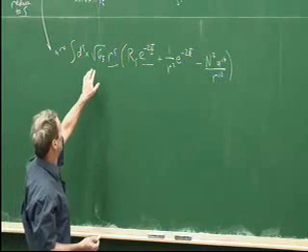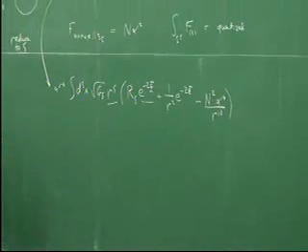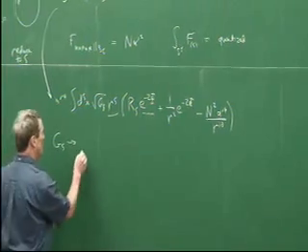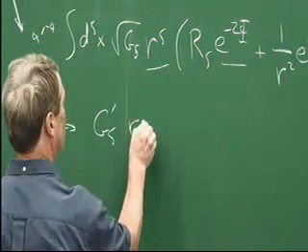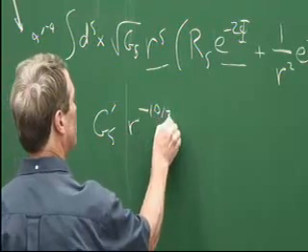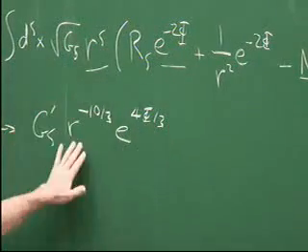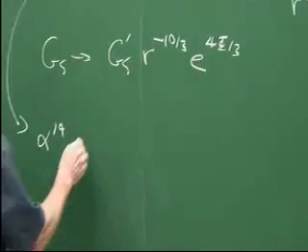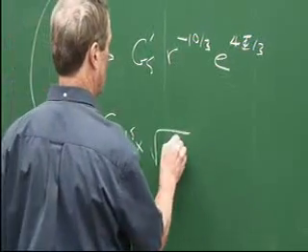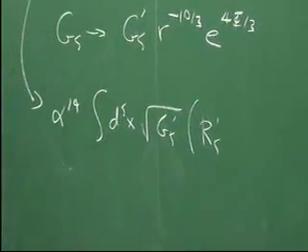So the total number, if you take into account the inverse metric hiding in here and the metric here, we want to scale G5 to G5 prime times R to the minus 10/3 times e to the 4 phi over 3. If you do this scaling, then these rescalings will cancel off these things. You'll pick up derivatives that we're dropping. And so what you get is that this becomes alpha prime to the 4th integral d5x root g5 prime, and now just r5 prime. So again, the Einstein term is canonical.